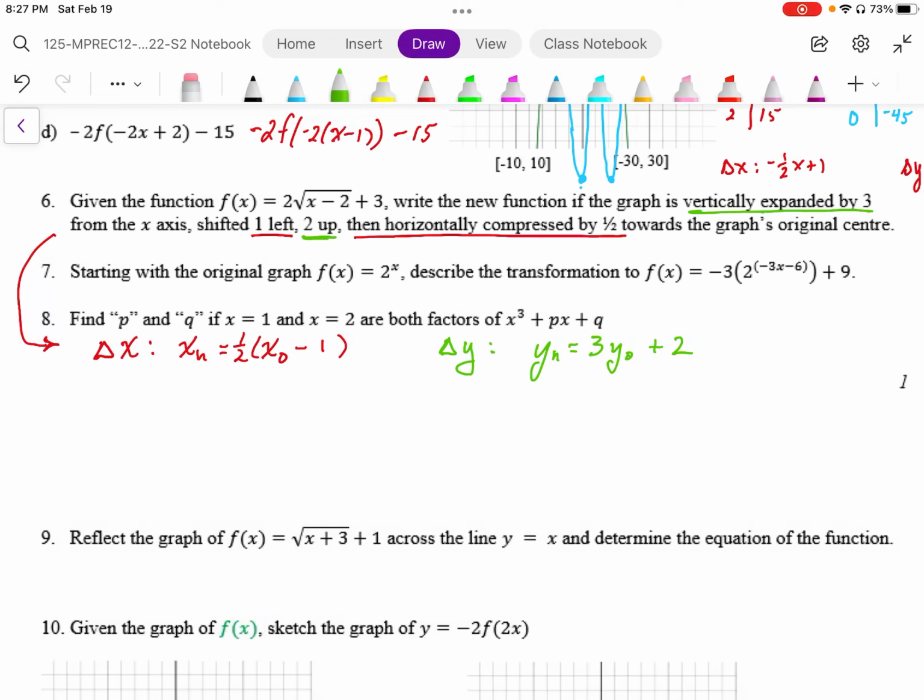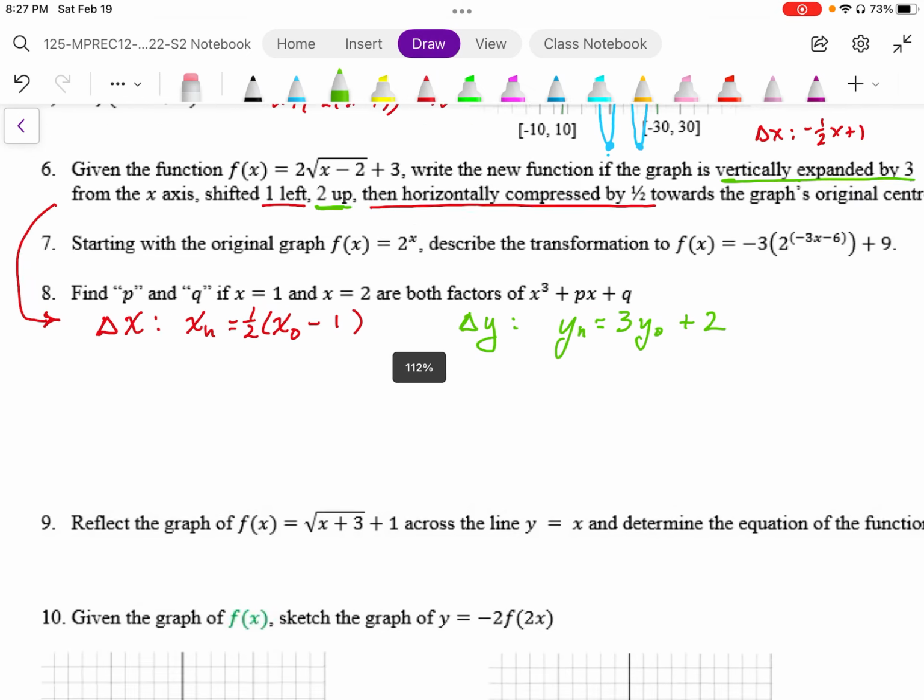In example 6, we've been given the root function as 2 square root x minus 2 plus 3. But really, we're going to just ignore that for now and deal with that afterwards. We can deal with the transformations and the root functions separately. And with the transformations, we can look at the x's completely independently of the y's.